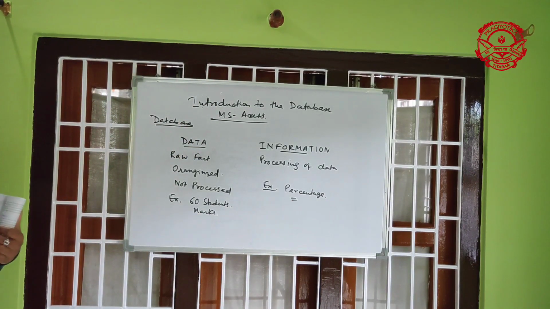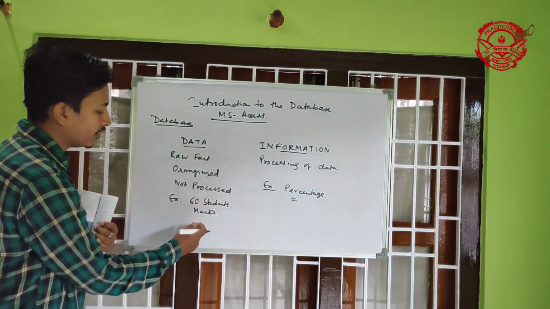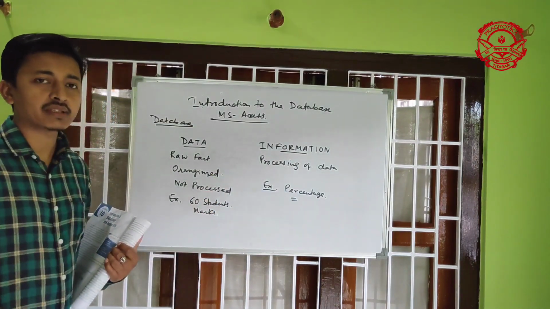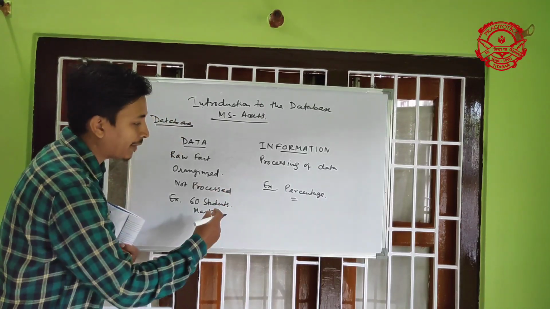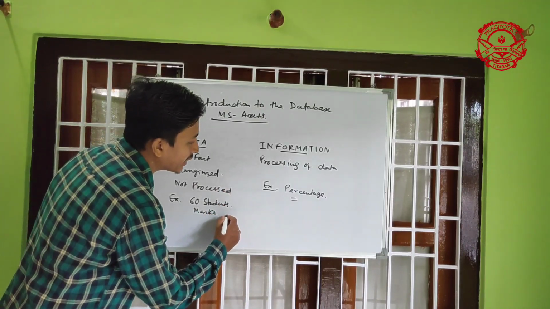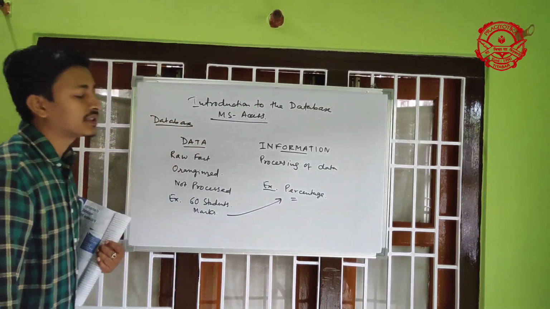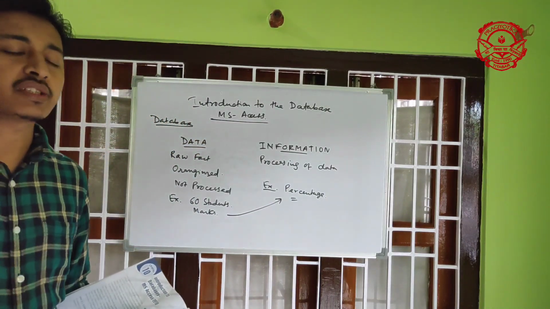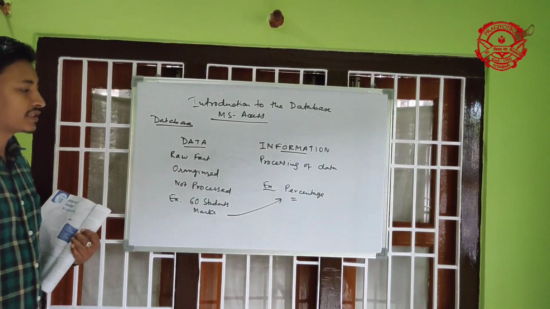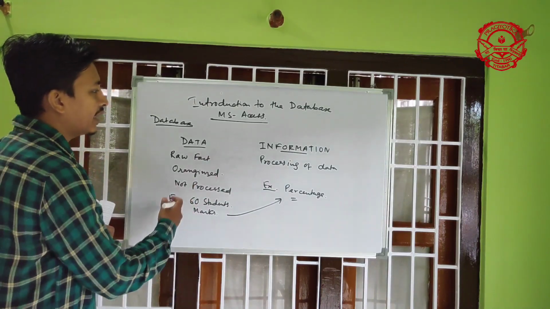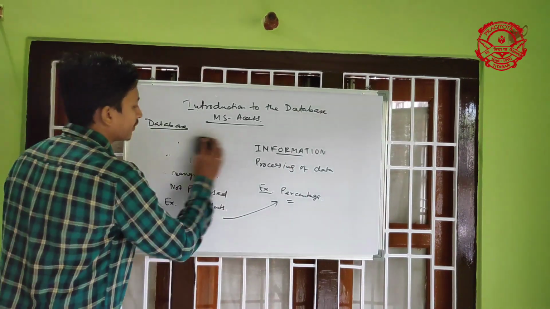This is the example. You take the data of 60 students' marks, and after that you calculate the information. You process the data and you get the result: how many percent, or how many students passed. This is the example of data and information.